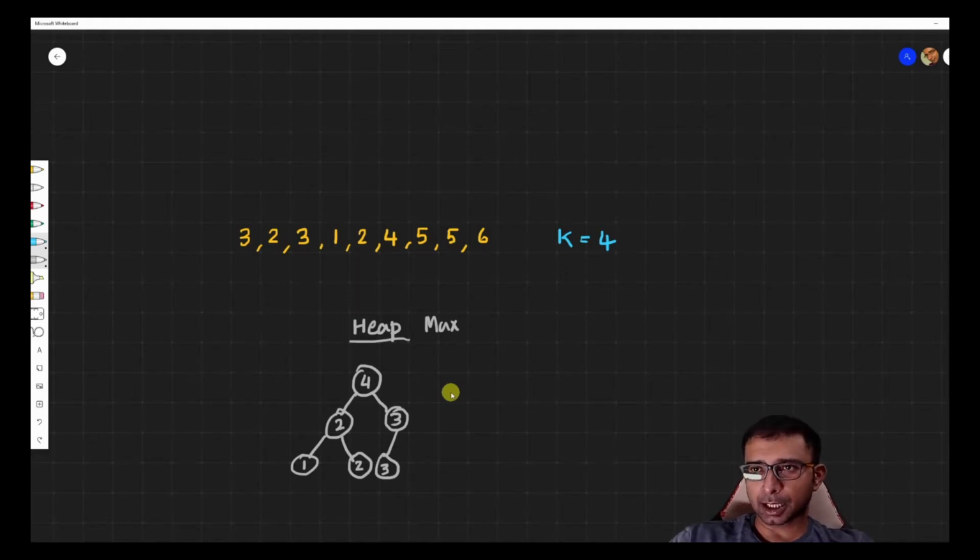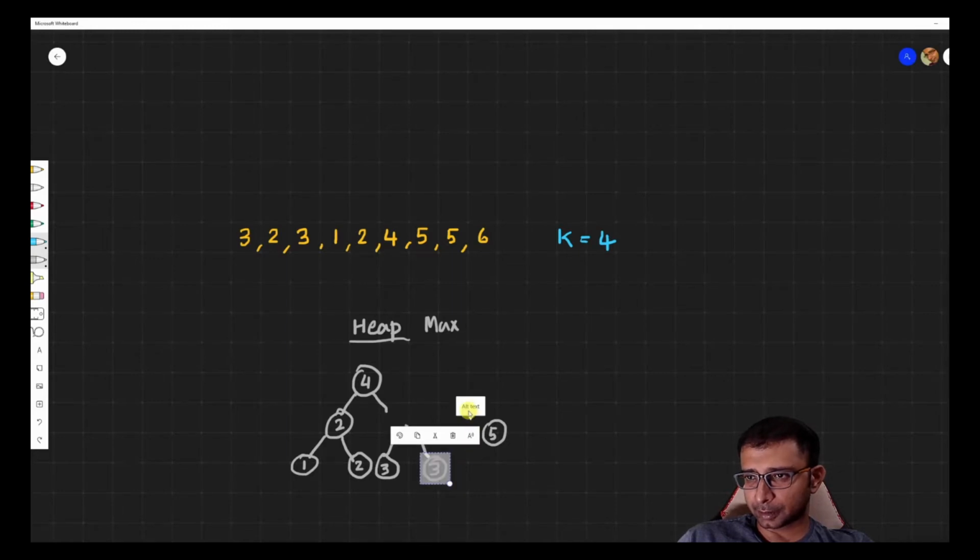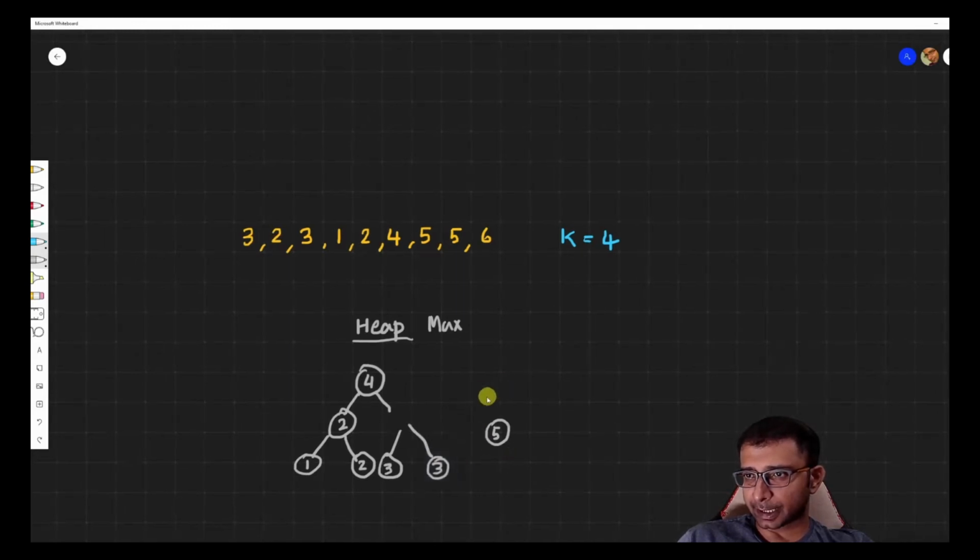Then again, what happens? We get a 5. So this 5 is inserted over here and it checks: is 5 violating? We see that the parent of 5 is still violating the condition. So we take this guy out and we take this 3 over here. We put the 3 and we put the 5 back as the parent of these nodes, right?